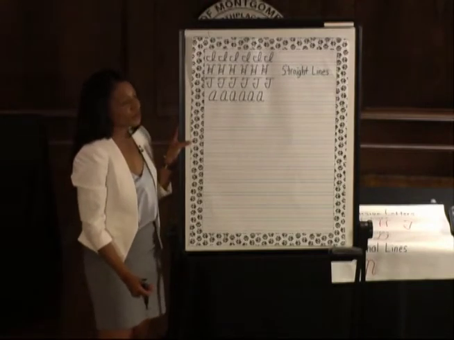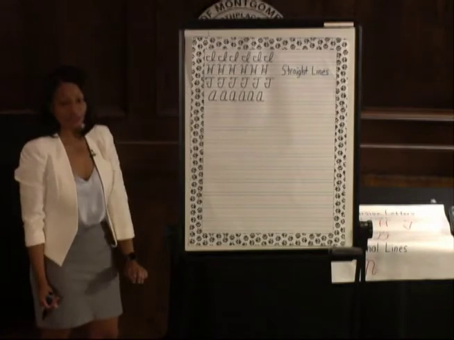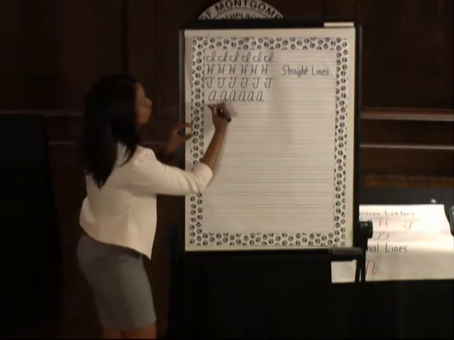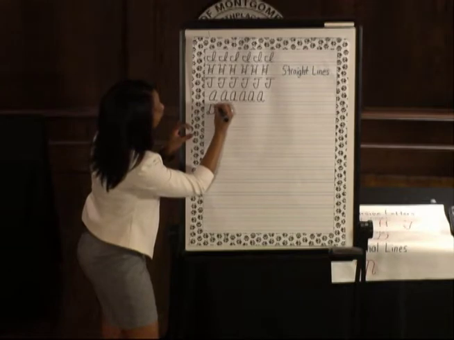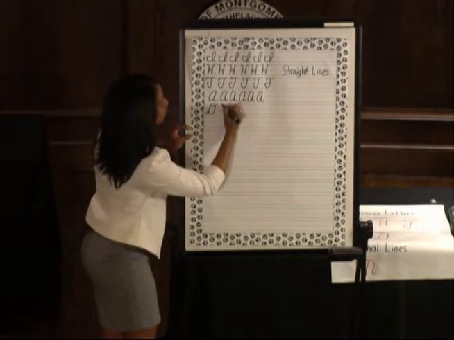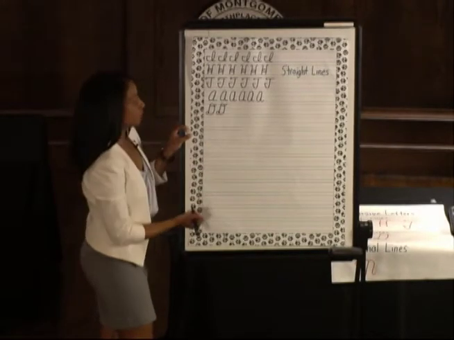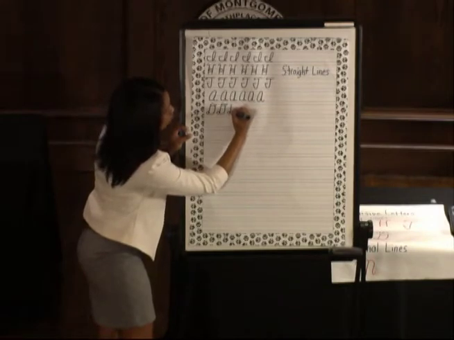Moving on to the letter D. Now again, we've moved from straight lines, we're looking at the curved line uppercase letters. With the uppercase D, you're going to start at the top, go down, loop, curve, another loop. Start at the top, down, curve, loop. Again, start at the top, down, curve, loop.